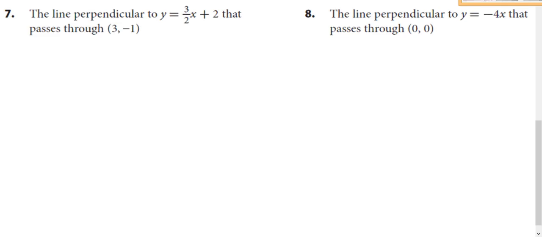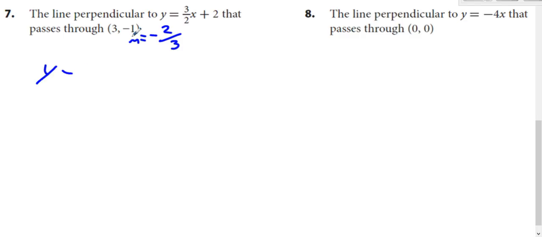For perpendicular, it's a very similar process, except we take the slope that we're given, and since it's perpendicular, we're going to flip the slope and change the sign, opposite reciprocal. So you take the 3 over 2 and you flip that, you get the reciprocal, which is 2 over 3. And then since it was positive, perpendicular is going to have a negative slope. And we'll use the point 3 comma negative 1.